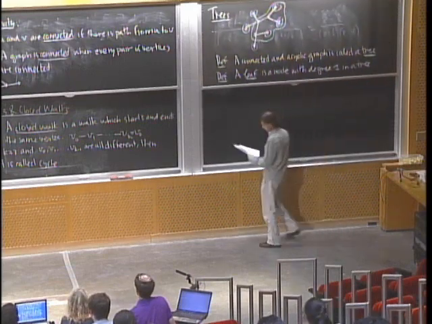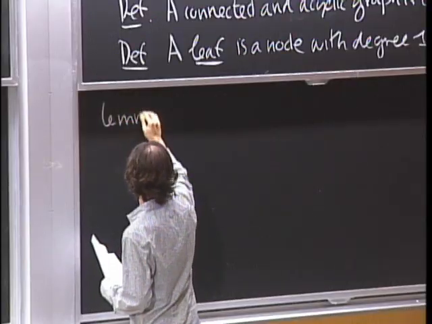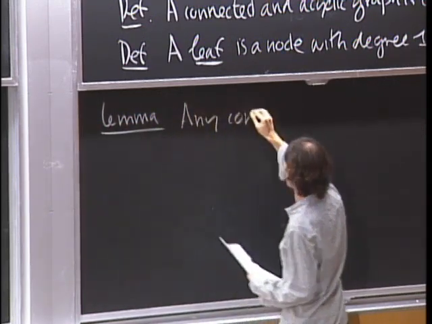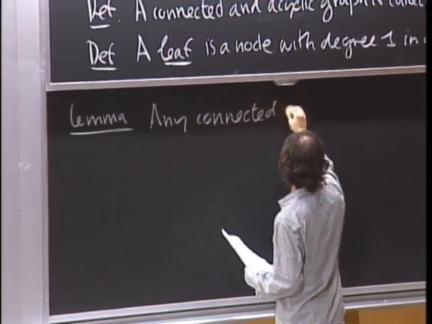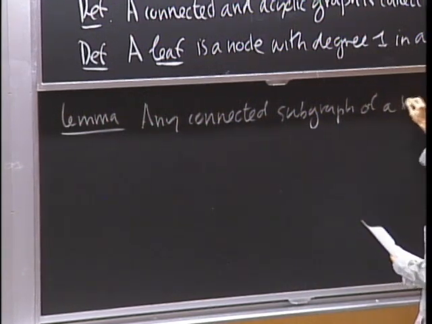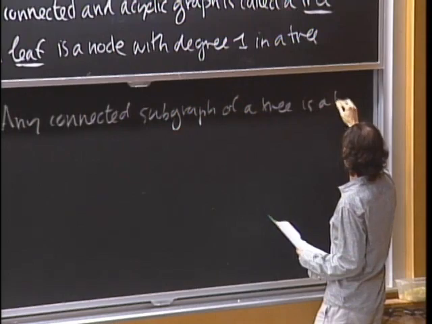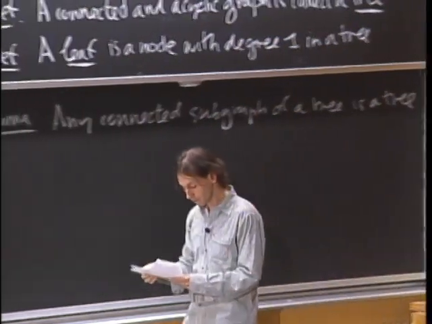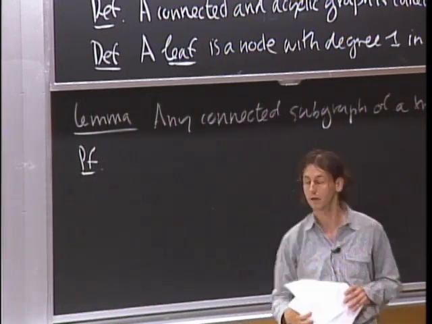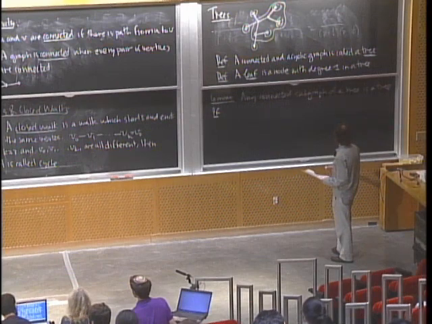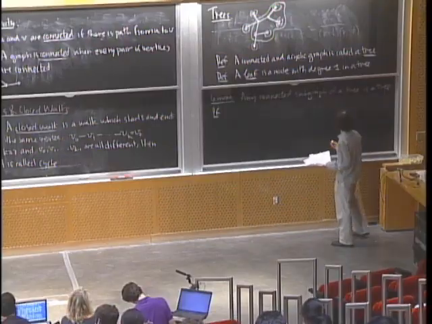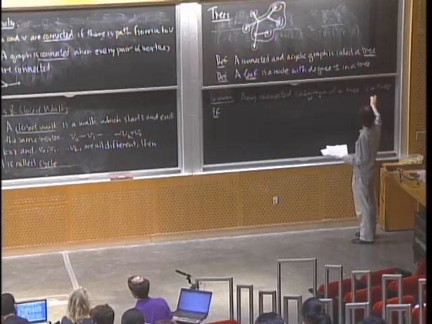So this lemma we'll actually use later on. Any connected subgraph of a tree is a tree. And the proof? Well, how can we start out a proof? Any suggestions? So let's have a look here. So how may I think about this? Well, I may take a connected subgraph of a tree, and I want to show that it is a tree.